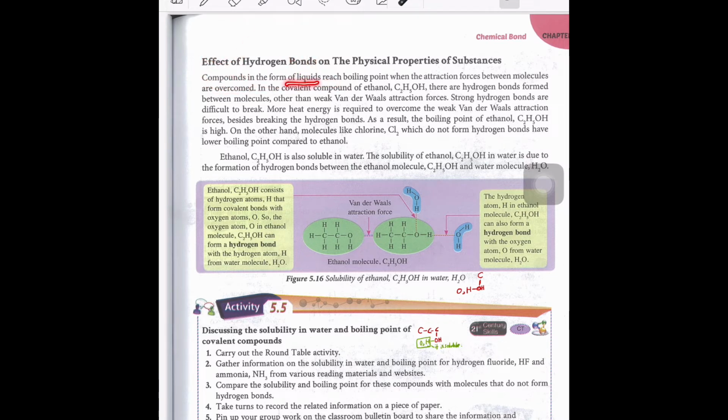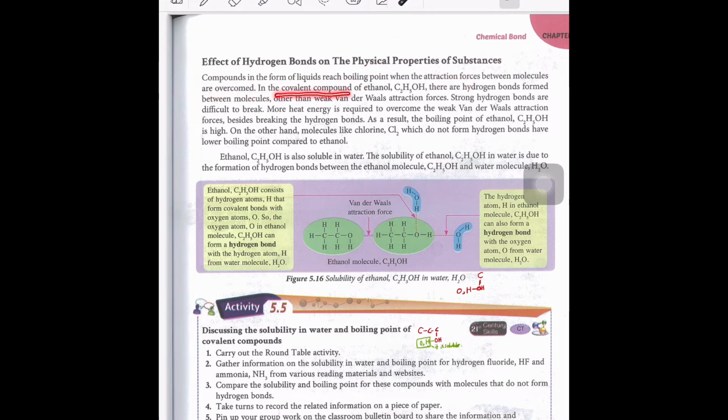So dalam bentuk liquid, itu sebatian will reach their boiling point when the attraction forces between molecules are overcome. Setiap sebatian tu, dia ada attraction forces, dia ada daya tarikan yang menarik mereka antara satu sama lain untuk membentuk molekul. Jadi kalau itu daya tarikan sudah berjaya di overcome, jadi masa tu diorang akan boil. Okay, boiling point will reach apabila daya tarikan berjaya diputuskan.